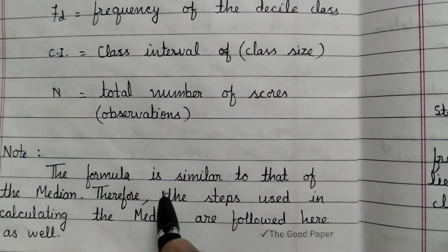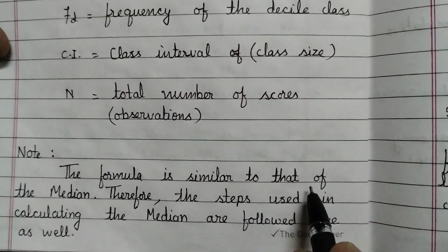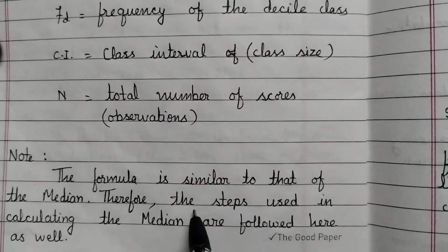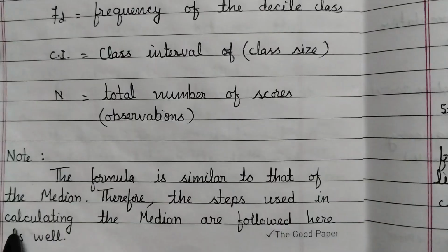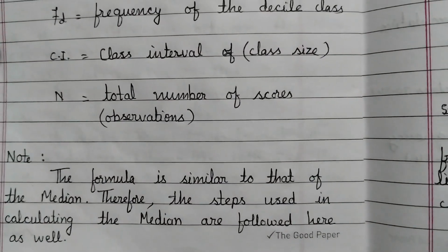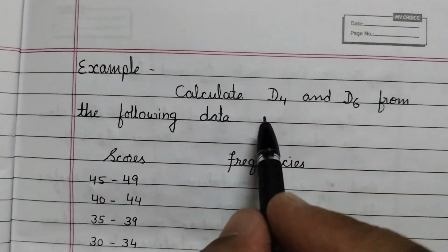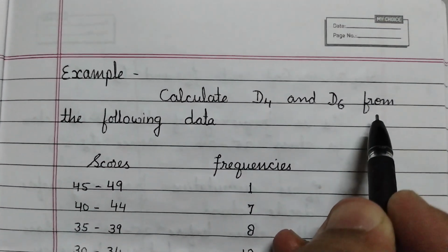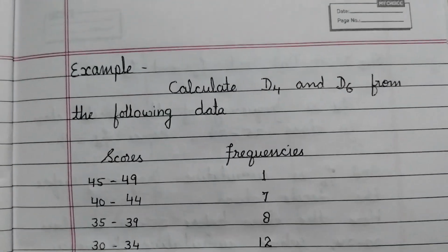Note, the formula is similar to that of the median. Therefore, the steps used in calculating the median are followed here as well. Let us take an example. Calculate D4 and D6 from the following data.